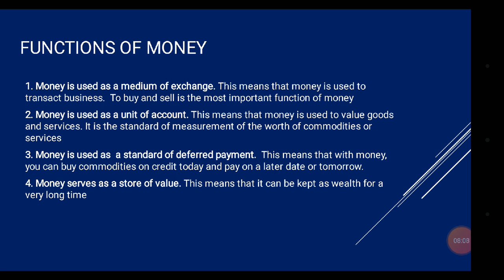Then see, money is used as a standard of deferred payment. Deferred payment. Because of the use of money, we can buy something today and pay on a later date, or buy something today and pay tomorrow. Because it will be valued even if it is 10 years' time. Whatever you bought 10 years ago can be valued in today's terms, and then you pay it in monetary terms. You pay with money.